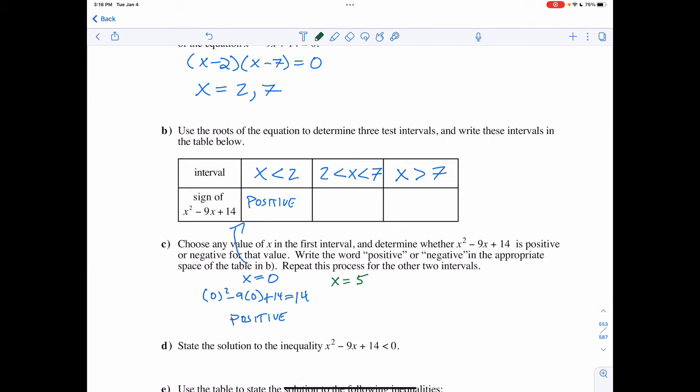And I'm going to say that, in this case, if I had 5 squared minus 9 times 5 plus 14, I can put all that in my calculator, and the answer I should get is negative 6.